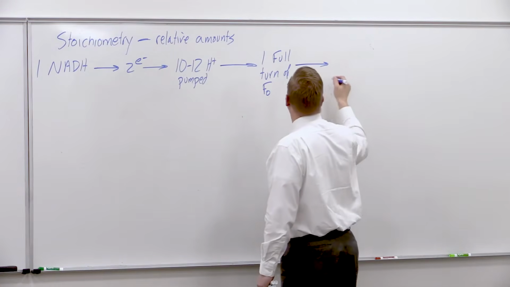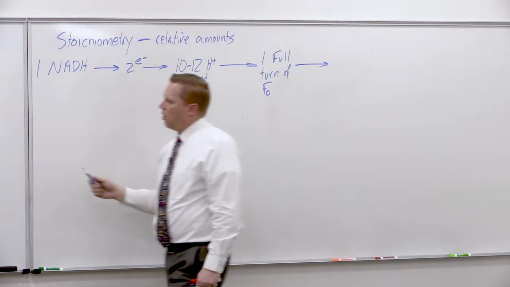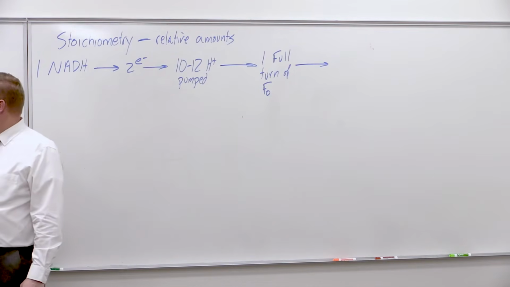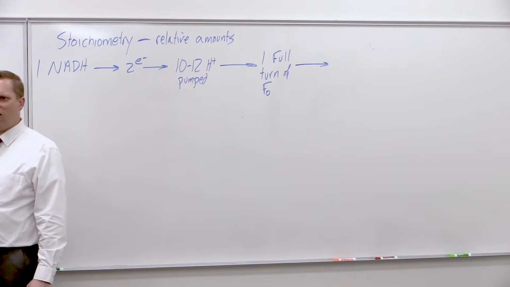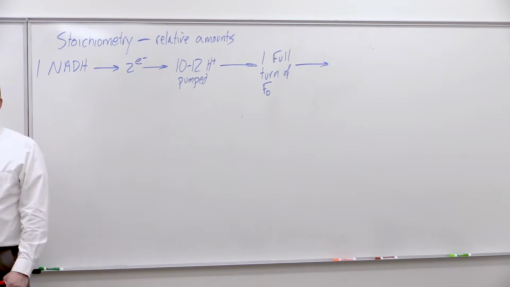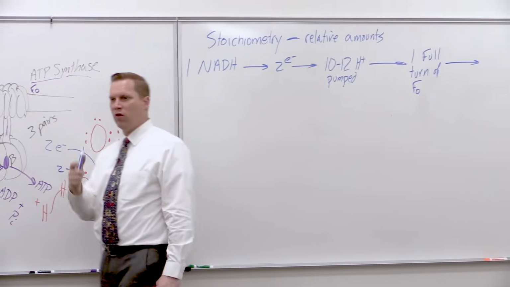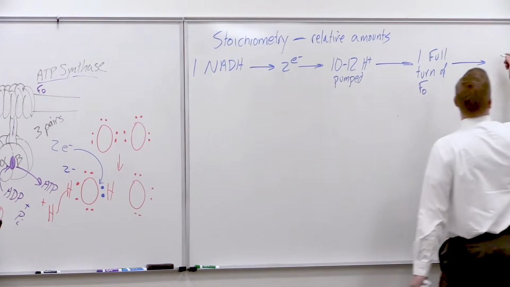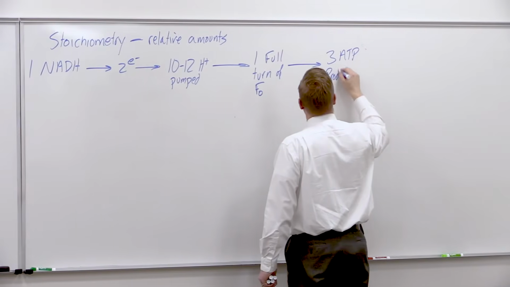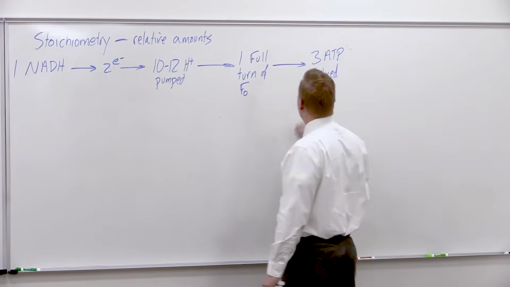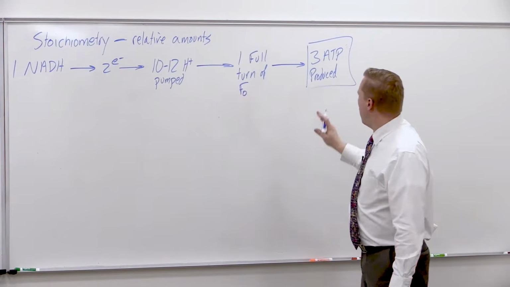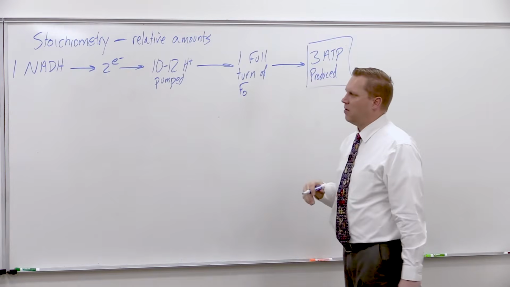And 1 full turn means that the shaft goes through 1 full turn also. So it hits the first alpha beta pair, it hits the second alpha beta pair, and it hits the third alpha beta pair. So that means I'll produce 3 ATPs with 1 full turn. So then I get 3 ATPs produced. Okay? And that's what we really want to get to. So some of this stoichiometry is just getting to this 3 ATPs.